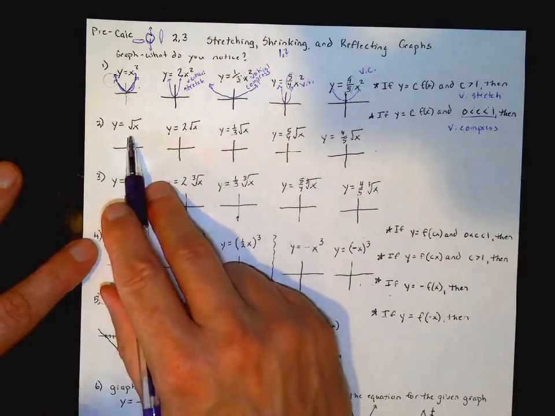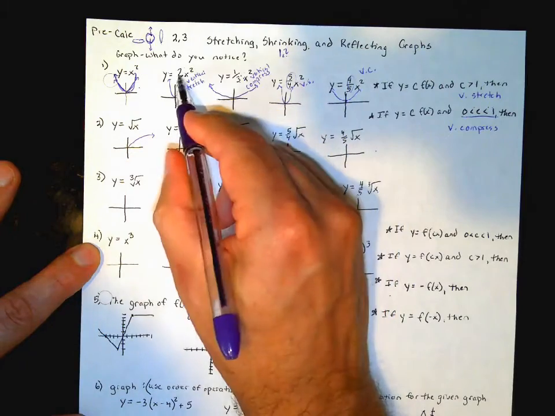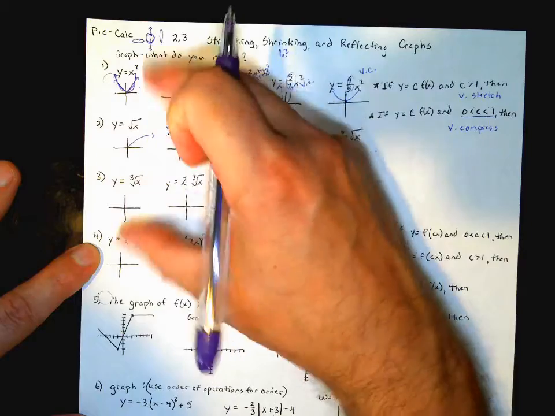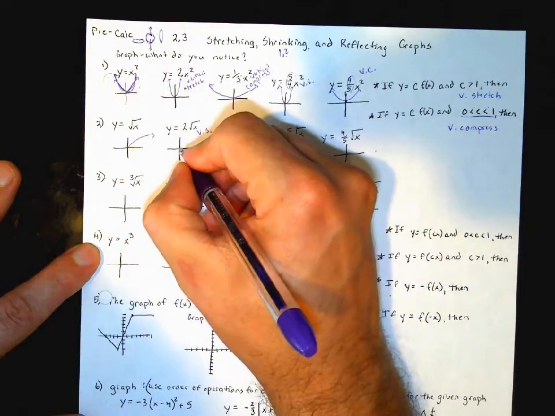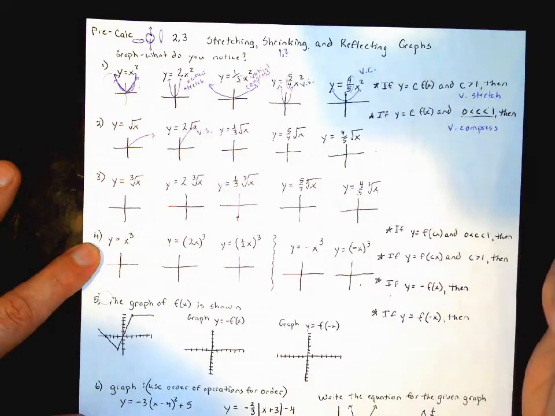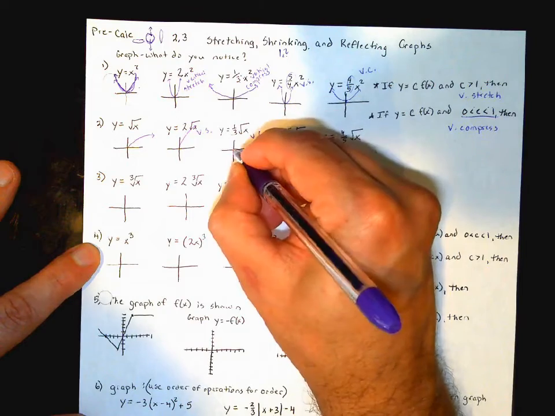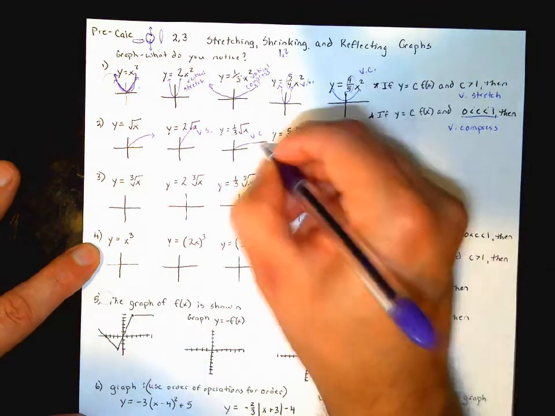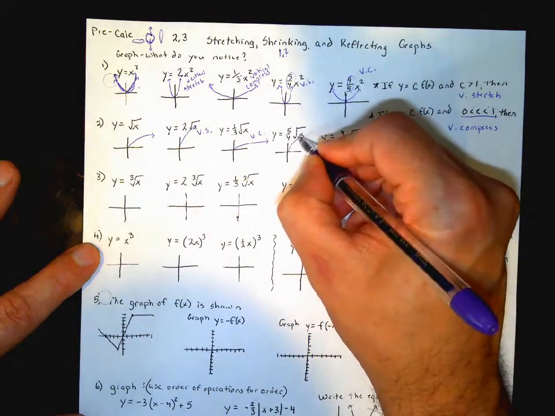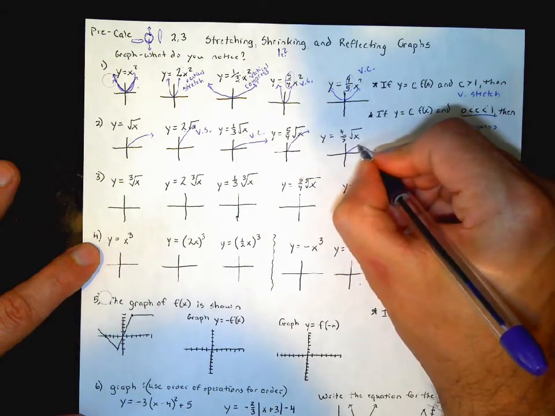So this one here, we said that this one looks like this. A 2 in front, once again, is a vertical stretch. So if I take the balloon and stretch it out, it's going to look more like this. And if I compress it, 1/3 is less. It's a vertical compression. I'm going to draw it out like that more. 5/4, more than 1, once again, is stretching it out. 4/5, less than 1, compressing it down.